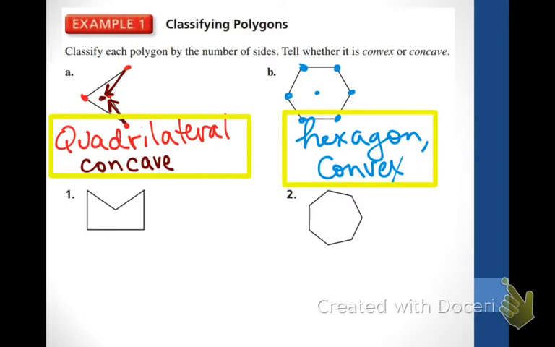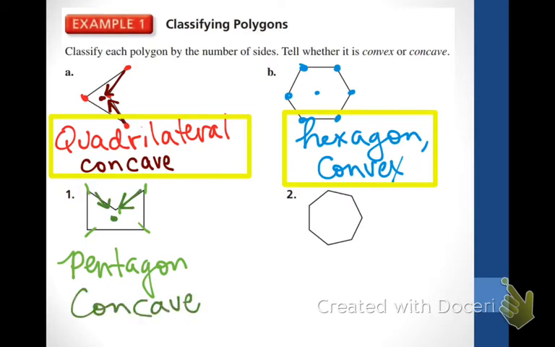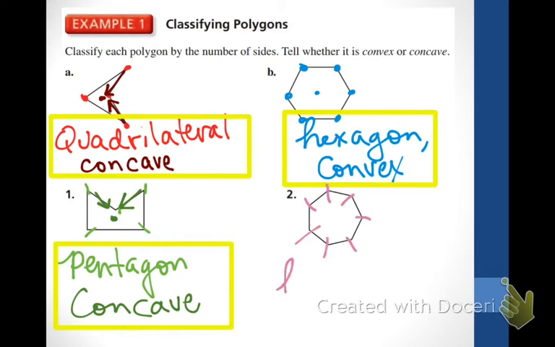All right, this is the next one. We're going to count how many sides it has. It does have 5: 1, 2, 3, 4, 5, which makes it pentagon. And then do any of the sides come in towards the center? They do, these two. So this would be concave. And then last, 1, 2, 3, 4, 5, 6, 7, which makes it heptagon. Heptagon, and then convex or concave? Convex.